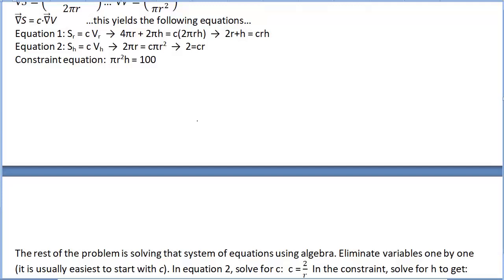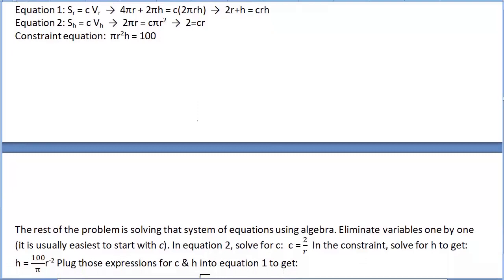So the easiest way to do that is if we go to equation 2. Using equation 2, we get that c equals 2 over r. And so now we can substitute for c anywhere that we have c. And so we can plug that into the first equation. So next we'll want to eliminate h. One way to do that is to solve in the constraint equation. So solving in the constraint equation, we'll get h equals 100 over pi r to the negative 2. And now anywhere that we see h, we can eliminate h.